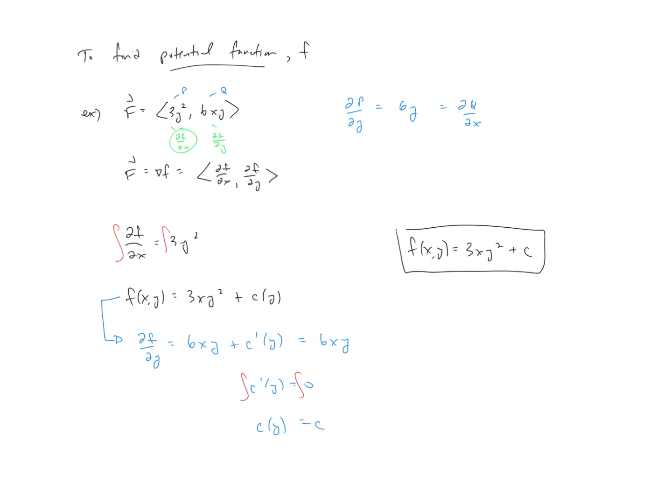And the nice thing about this is you can always take this potential function, because the gradient of it is equal to the actual vector field itself. Take the derivative with respect to x, and you should get this. Take the derivative with respect to y, and you should get this. So you can always check your final answer.